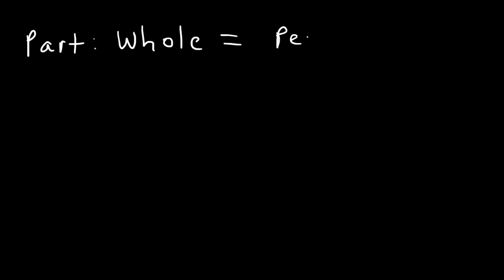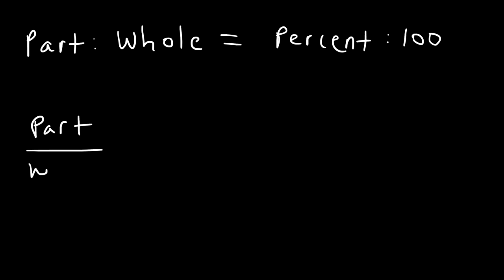In this lesson, we're going to talk about percent proportions. In a percent proportion, the ratio between the part and the whole is equivalent to the ratio between the percent and 100. So therefore, you can set it up as an equation or proportion. So here's the equation that we're going to use. The part divided by the whole is equal to the percent divided by 100.